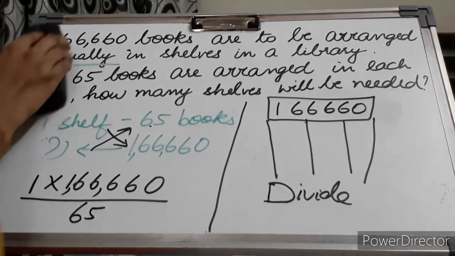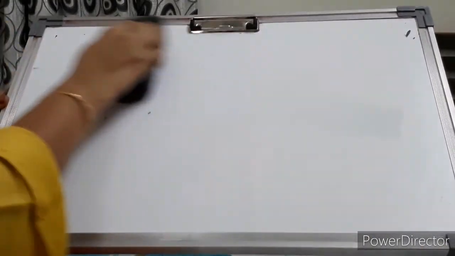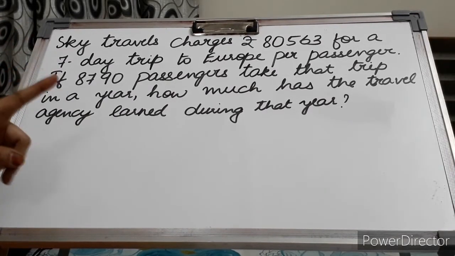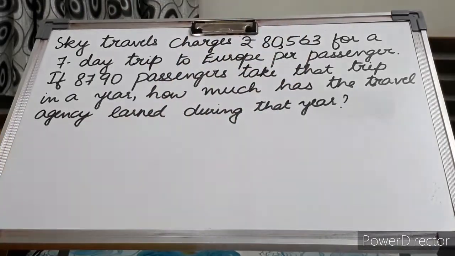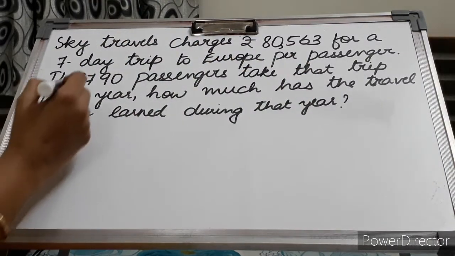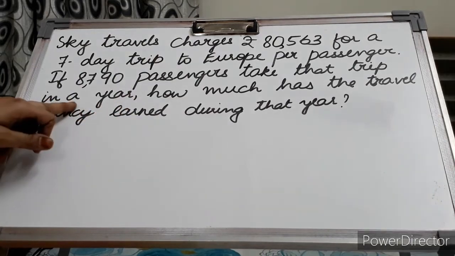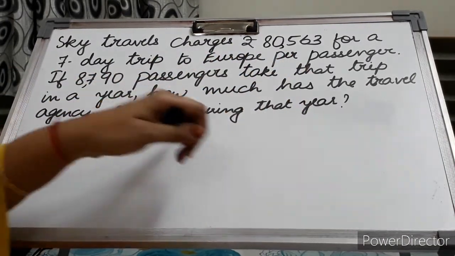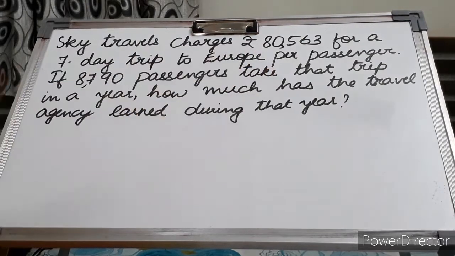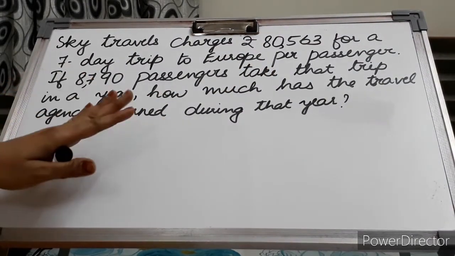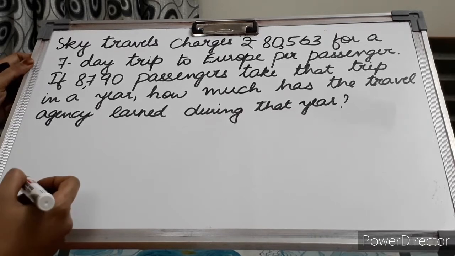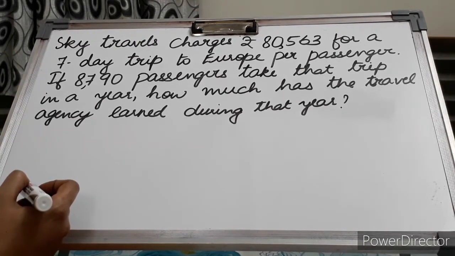Let's do one more example. The next question is: Sky Travels charges rupees 80,563 for a 7-day trip to Europe per passenger. If 8,790 passengers take that trip in a year, how much has the travel agency earned during that year? Now we can understand from the question, per passenger it is charging this much money, and if this many passengers are traveling in a year, we have to find how much the agency has earned, that is, the total. When we have to find the total, the value for 1 unit must have been given in the question.